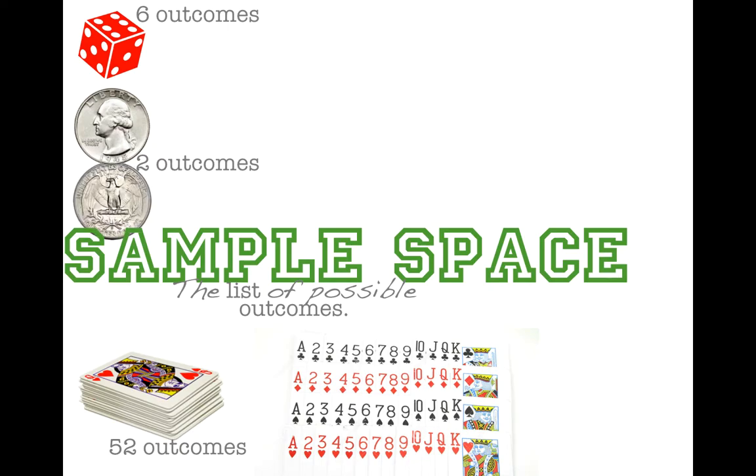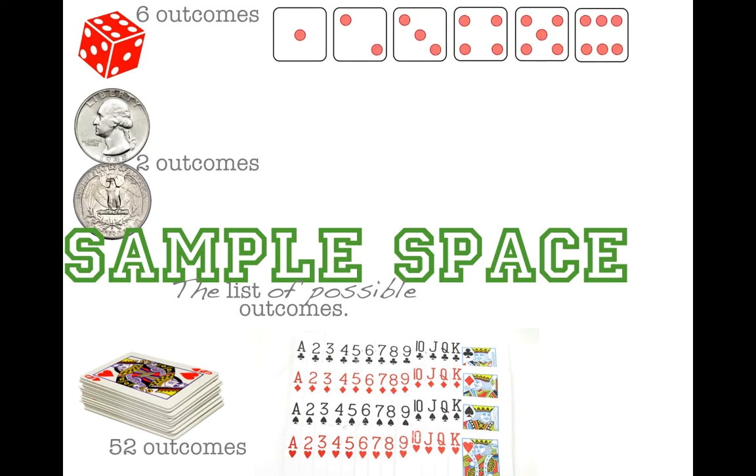Now, the sample space for flipping coins would be pretty easy. Heads, tails. Your list only has 2 different outcomes on it. And if you're rolling a die, you've got a sample space of a 1 or a 2 or a 3 or a 4 or a 5 or a 6. Not too difficult to understand the idea of sample space. It's just a list of what could happen.